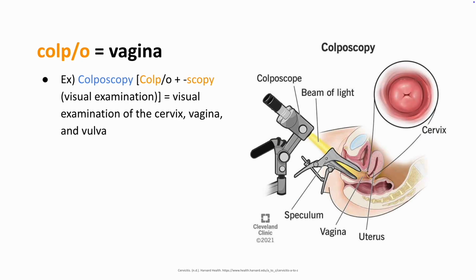Colpo is a combining form that means vagina. So most used example is a colposcopy. It's when the doctors or surgeons use this tool called speculum to widen your vagina to see if there's a tumor inside, if there is any inflammation on the cervix and stuff like that through the colposcope. So that's called colposcopy. Colposcopy is a visual examination of the cervix, vagina, and vulva.